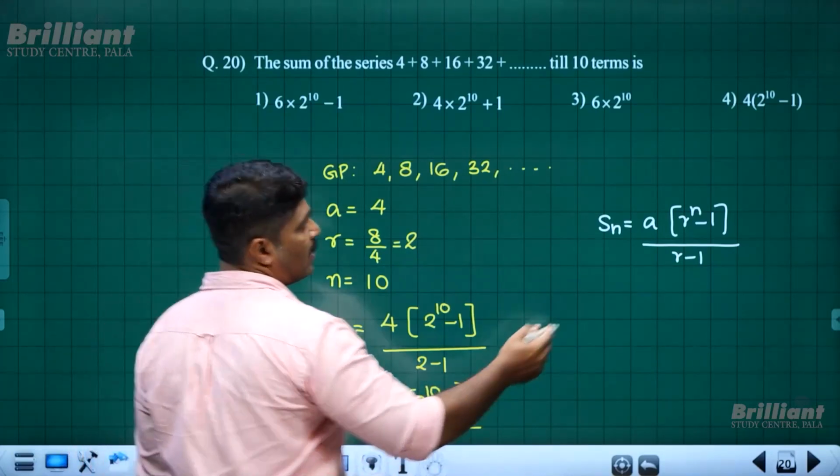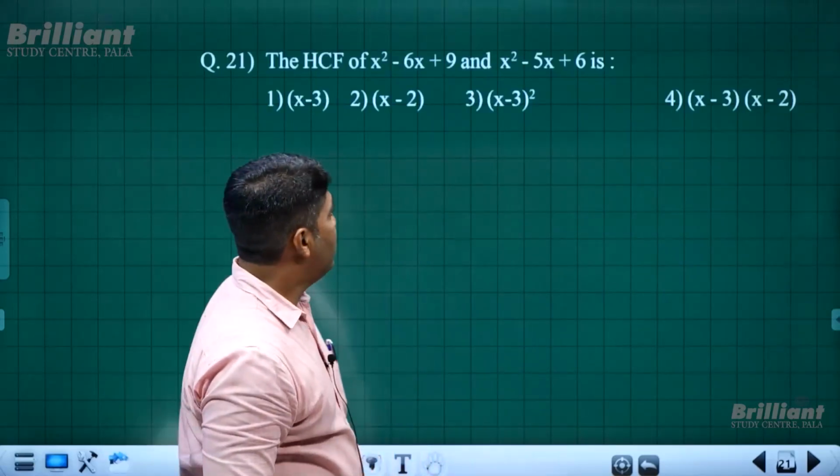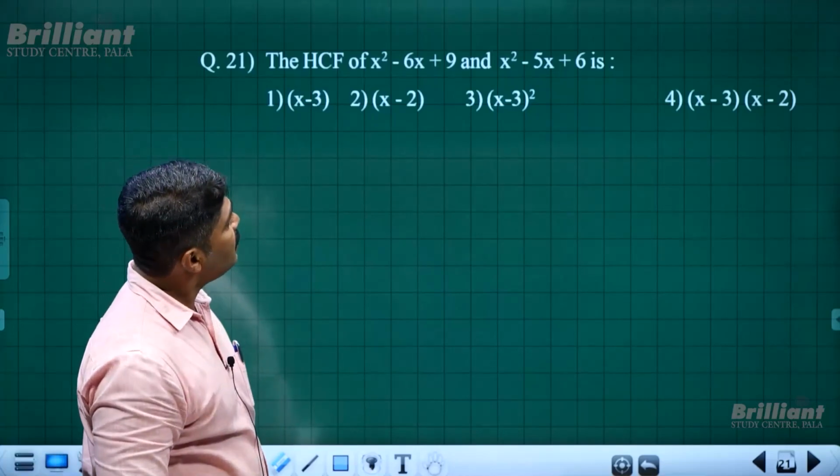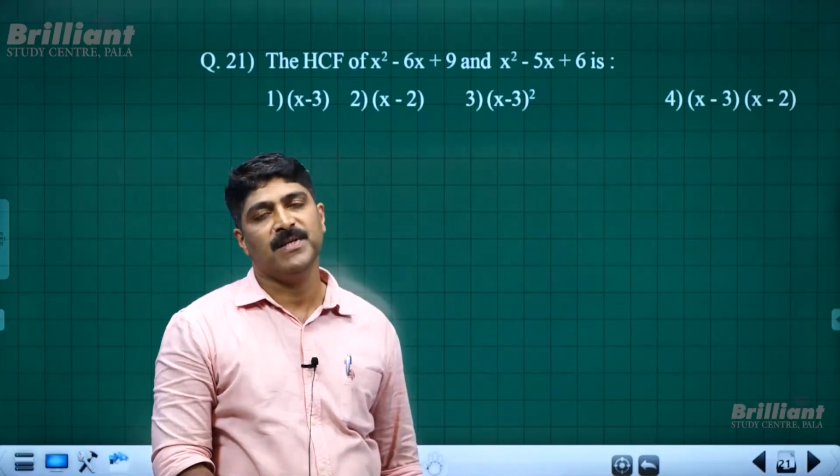So this answer is option 4. Okay, next question. The HCF of x square minus 6x plus 9 and x square minus 5x plus 6.